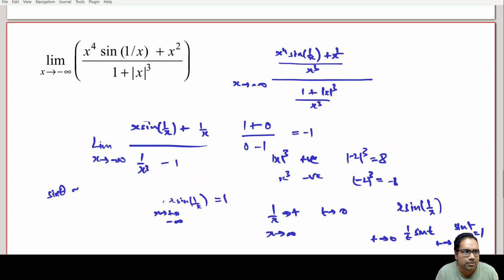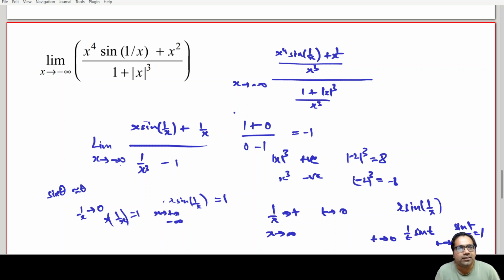Right. So earlier we also discussed that when theta is very small, sin theta is approximately equal to theta. When x tends to minus infinity, what does that mean? 1 by x tends to 0, which means 1 by x is very small. So sin(1/x) we can approximate as 1 by x. So x into 1 by x is equal to 1. This is another way of looking at this when x tends to infinity or minus infinity. So the final answer is -1.